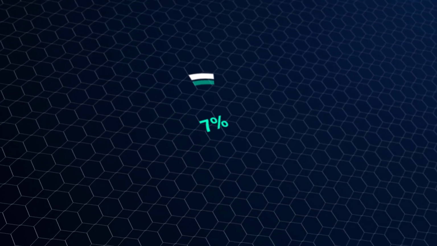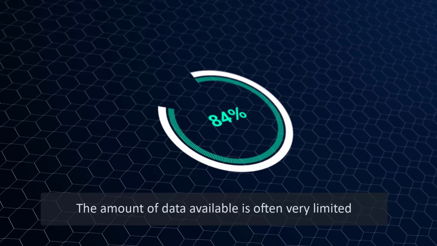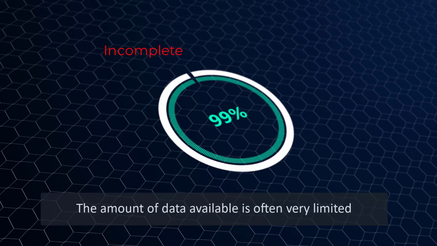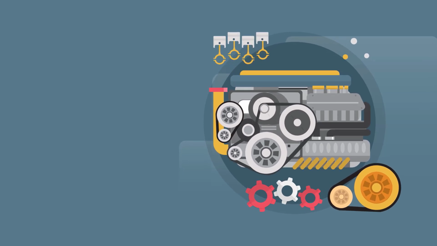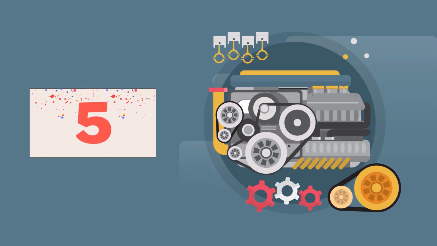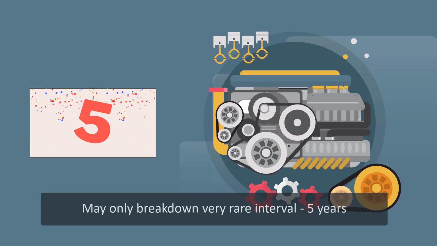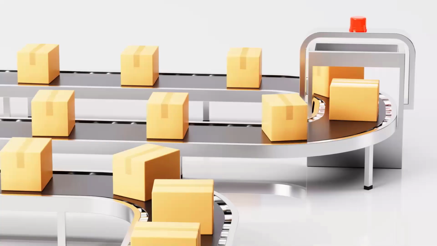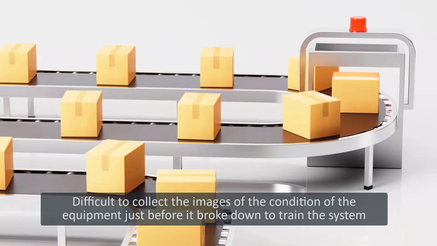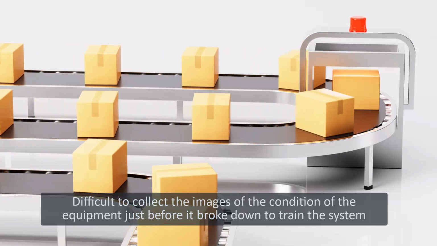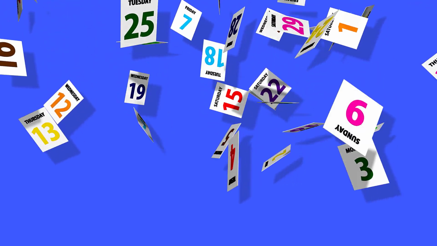Unfortunately, in many real-life situations, the amount of data available is often very limited. Consider a piece of modern industrial equipment like a motor or a conveyor belt. It may only break down at very rare intervals, perhaps every 5 years. It would be very difficult to collect sufficient images of the condition of the equipment just before it broke down to train the system. It would take many years before such an exercise could be completed.